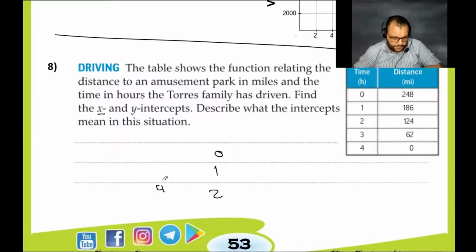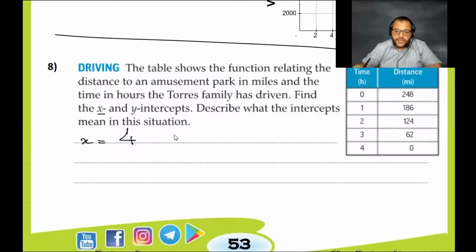Okay, so which one is the x-intercept? The x-intercept would be 4. X-intercept is the value of x when y equals 0, so it will be 4. Because of that, I have to say which one is dependent on what. Which one is x and which one is y? And the y-intercept? 248.